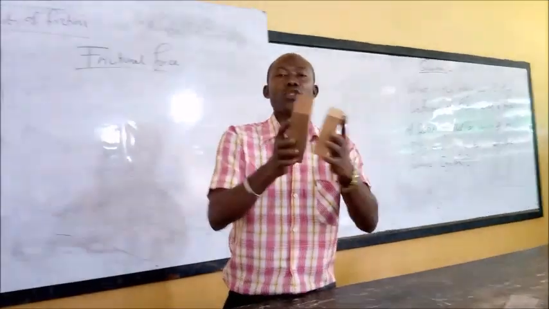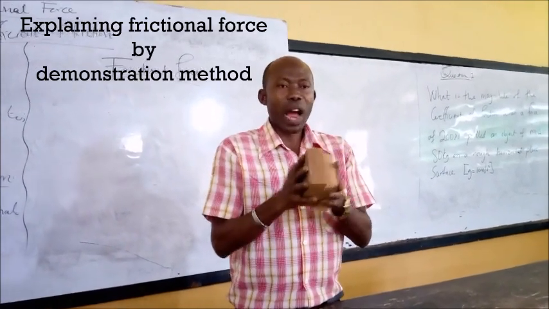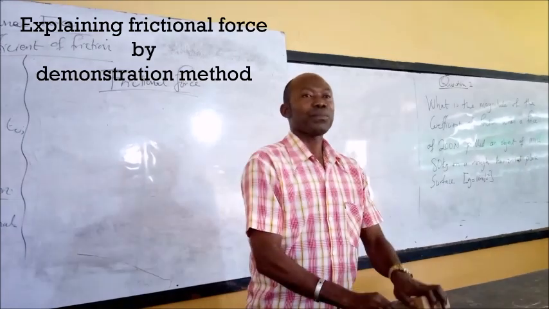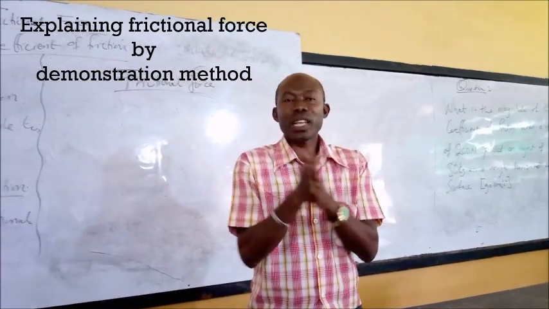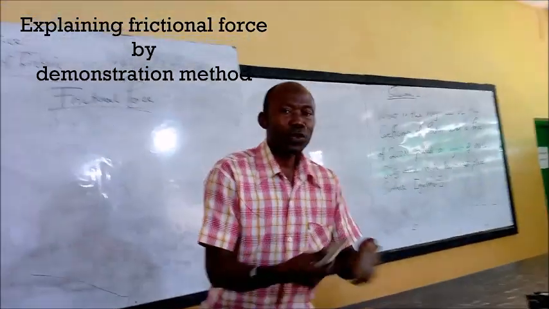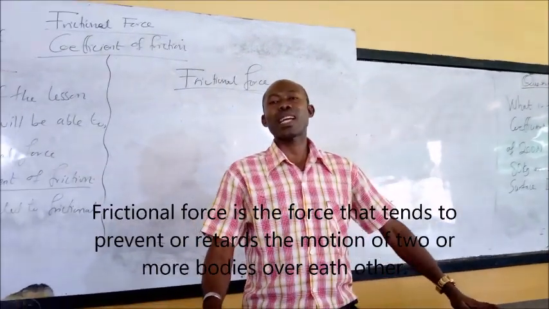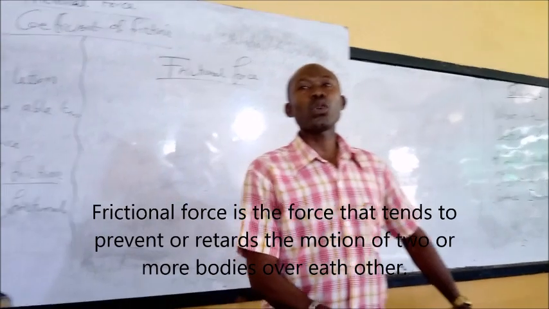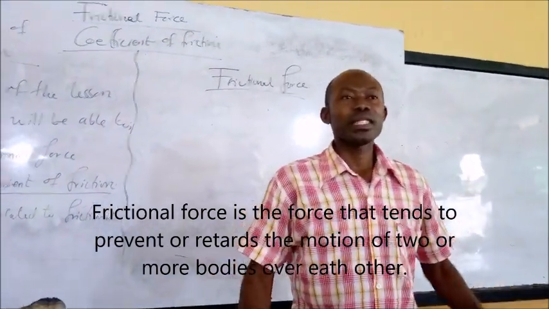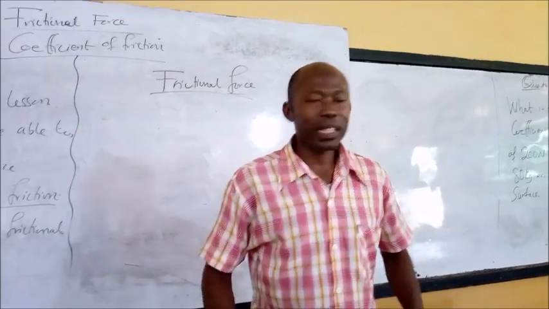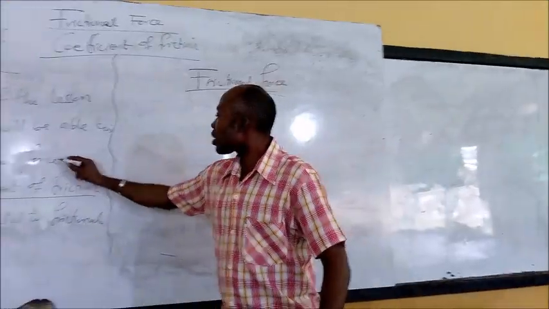For example, these are two objects that are rubbing. Obviously, friction exists between the two objects, the surfaces. If I rub my hands together, friction exists between them. If I rub any two objects together, friction exists. Therefore, frictional force is defined as a force that exists when two objects are rubbed between each other, or relative motion between two objects rubbed against each other. So that is frictional force.